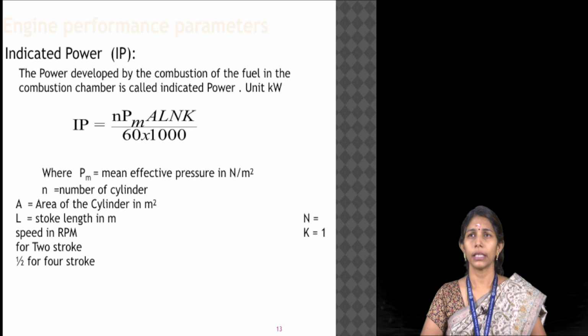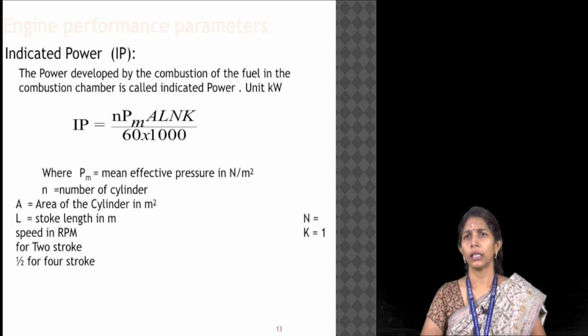The power developed by the combustion of fuel in the combustion chamber is called indicated power. The chemical energy of the fuel is converted into heat energy, and that is denoted as IP. It can be calculated from the mean effective pressure. In this formula we can see n, P_m, L, A, and K by 60.